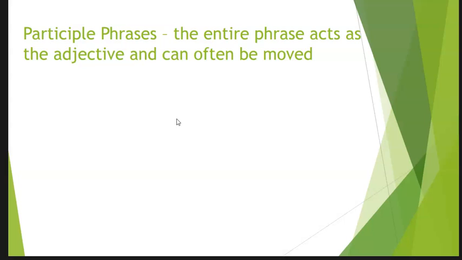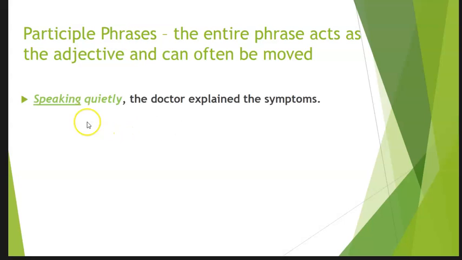When you have a participle phrase, the entire phrase is acting as the adjective. Just like prepositional phrases act as adjectives or adverbs in the sentence, participle phrases act as adjectives. So even though they have pieces inside of them that might be adverbs or direct objects, the whole thing is acting as an adjective. Okay, so speaking quietly, the doctor explained the symptoms. Speaking here is our participle. Quietly is my adverb. I've moved it to the beginning, still set it off with a comma because it's a phrase. And whenever it becomes more than one word, we want to set it off with a comma, just for clarity's sake. It can be moved though.